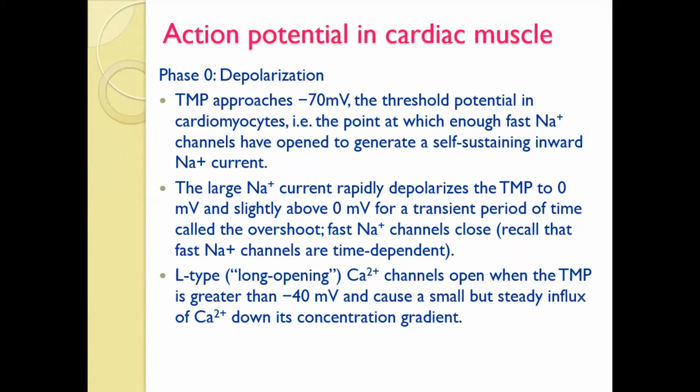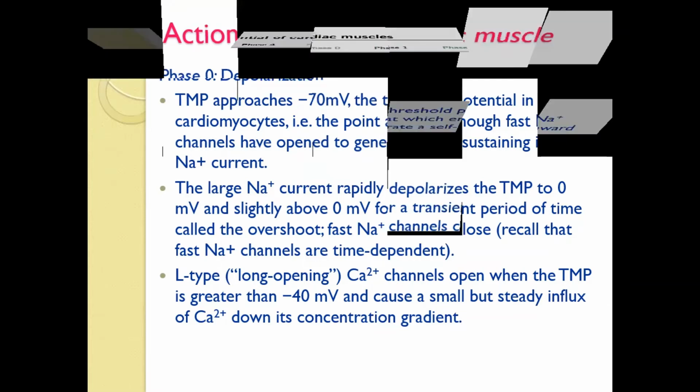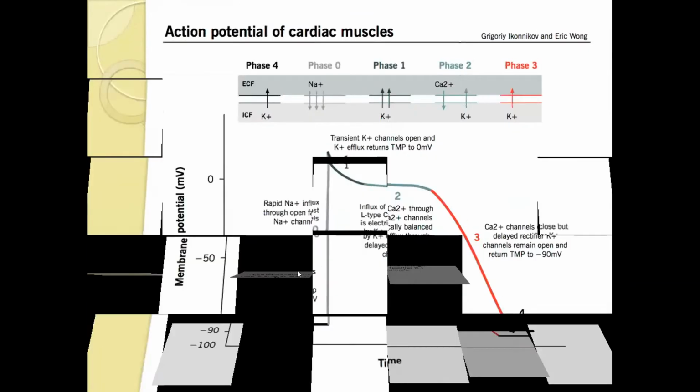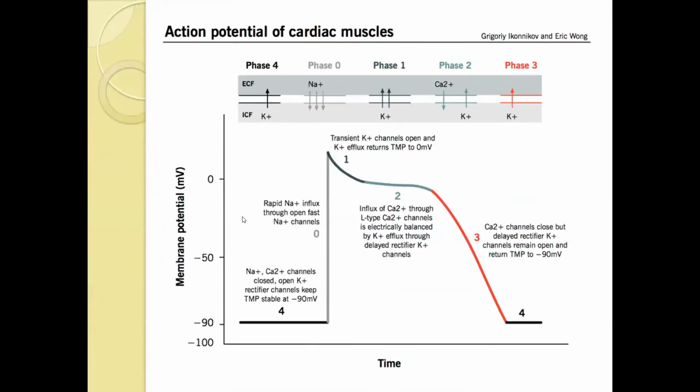When it reaches negative 40 millivolts, the calcium channels also start to open. The long-lasting L-type calcium channels open when the transmembrane potential is greater than negative 40 millivolts. During depolarization, once it reaches negative 40 millivolts, that is where the L-type calcium channels open. This causes a small but steady influx of calcium down its concentration gradient. So this is what happens.